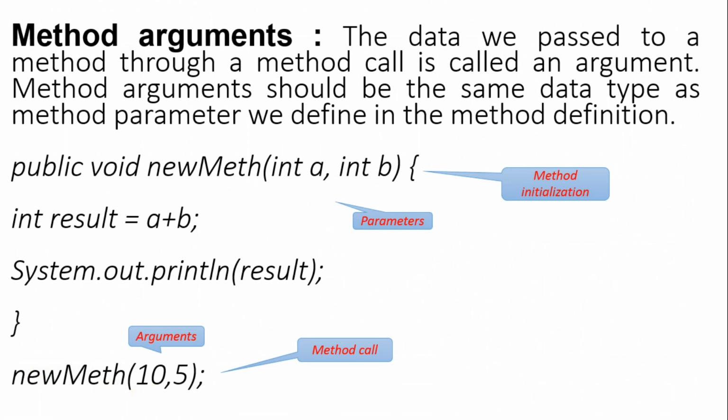Here we pass 10, which goes in this variable a, and the second parameter is 5, which goes in this variable b. Then these variables will be summed up. The result of this sum will be stored in this variable, whose name is result. And here we are printing the value of the variable result using System.out.println.